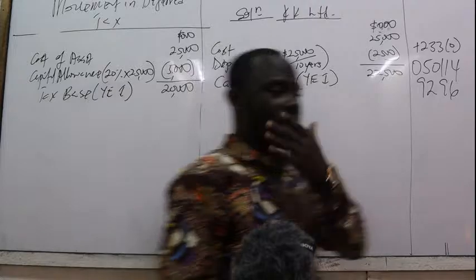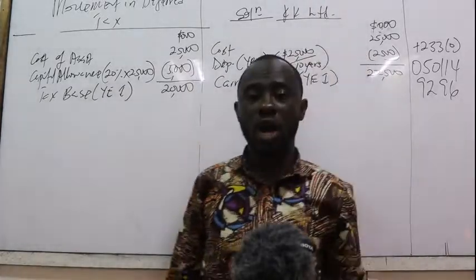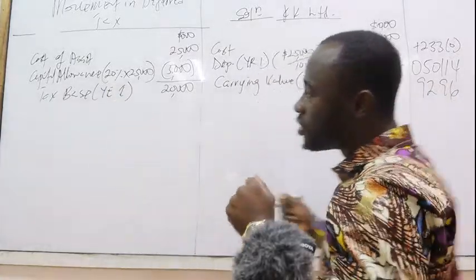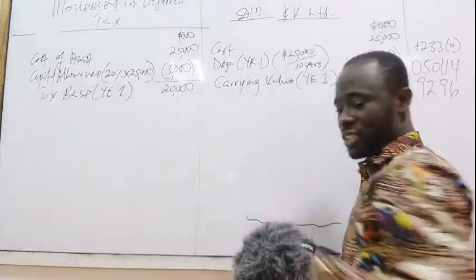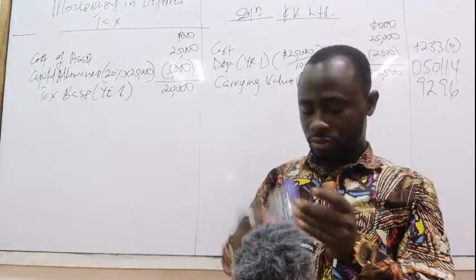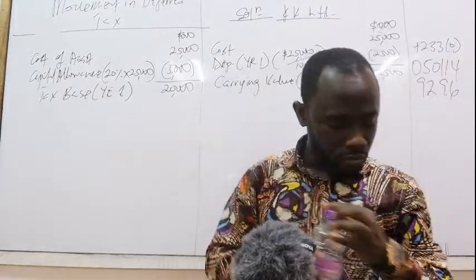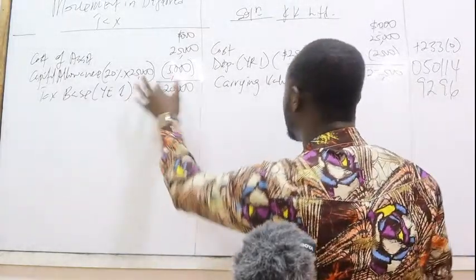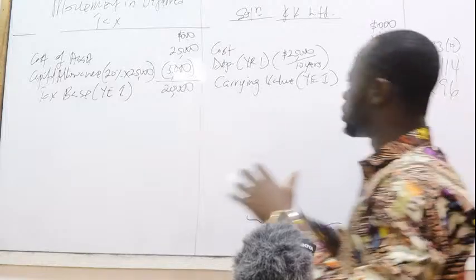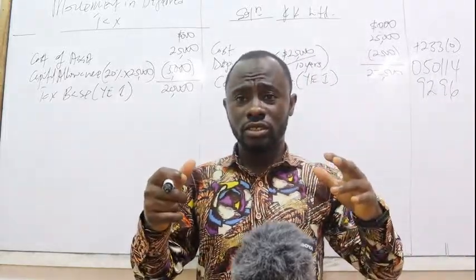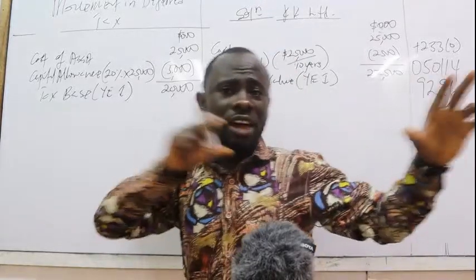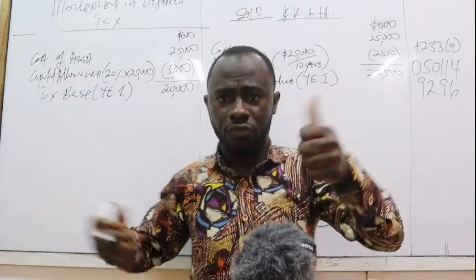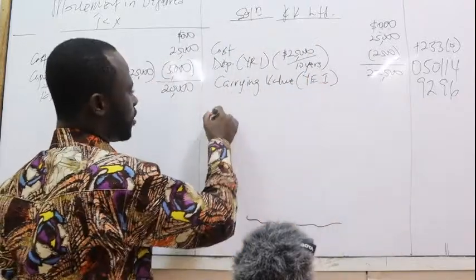So look at what is happening here. At the end of year 1, you can see that the tax base of the asset is 20,000, but the carrying amount is what? 22,500. So that leads us to something, as you know already, the temporary what? Difference. So we need to calculate the temporary difference.